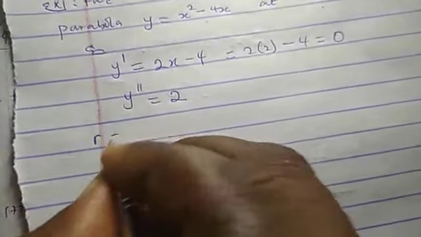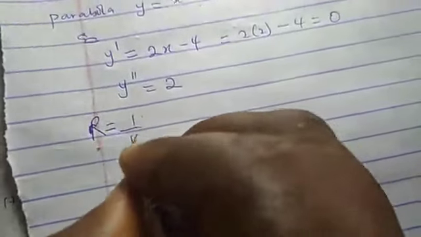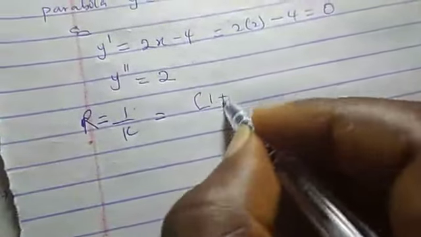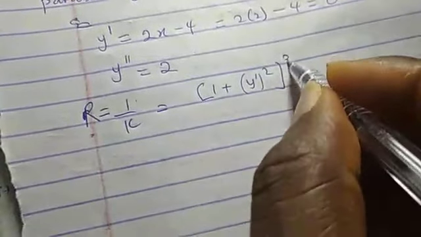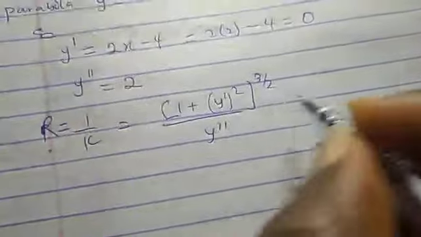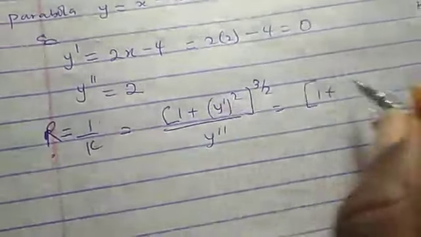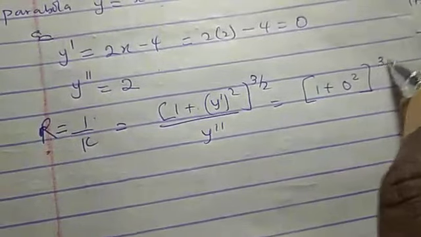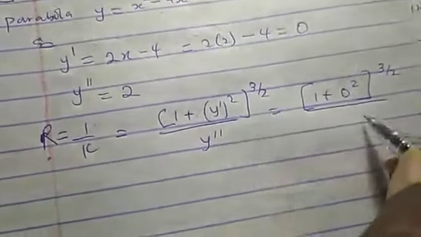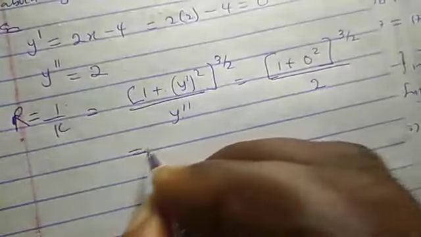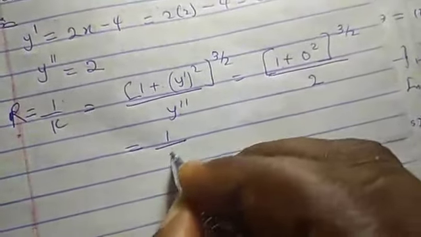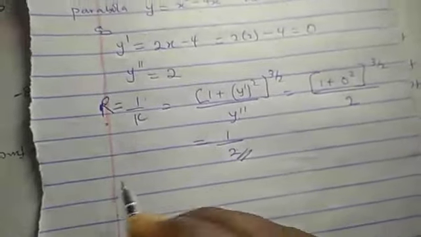Then I will now use the formula of the curvature. We recall that the radius of curvature, let me use R, is 1 over curvature, which is simply 1 plus y' squared, raised to power 3 over 2, divided by y''. So this is 1 plus y' which is 0, so 0 squared, raised to power 3 over 2, divided by y'' which is 2. So the whole thing is 1 over 2. In that case, the radius of curvature here is half.